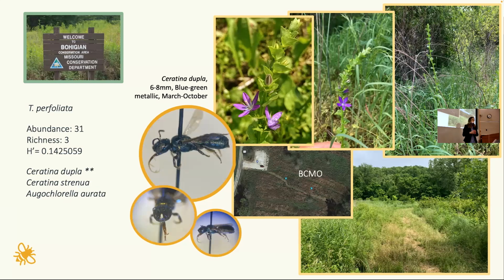This site maybe was a little less degraded than some of the sites we're going to see coming up. While we did sample many different bee species there, the most abundant pollinator was the syrphid fly species Toxomerus marginatus and Toxomerus geminatus.